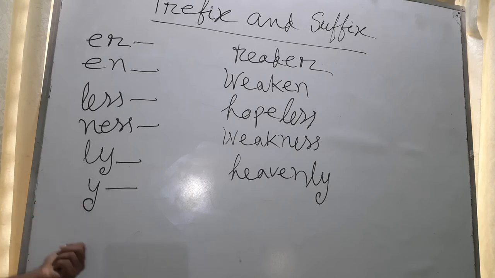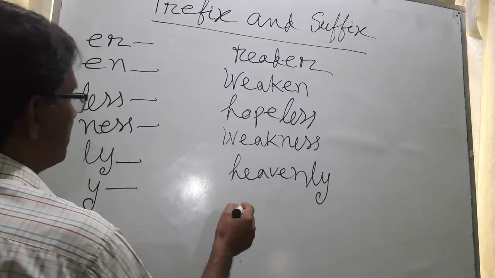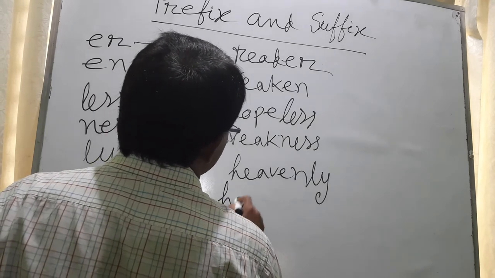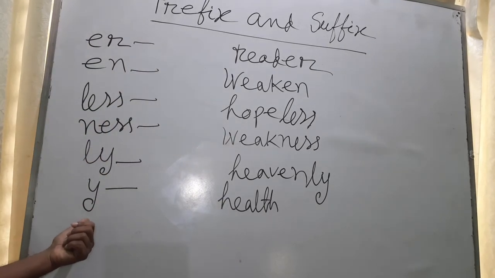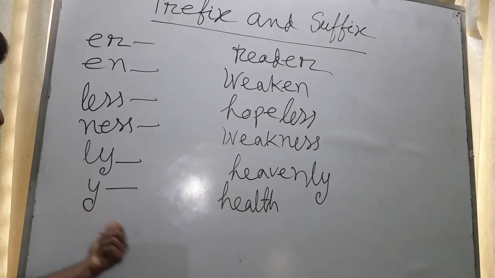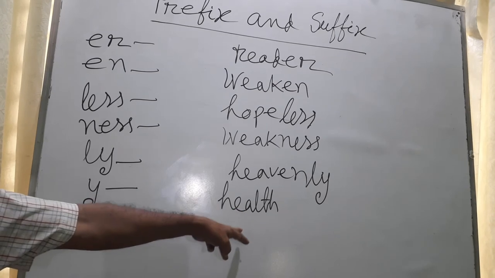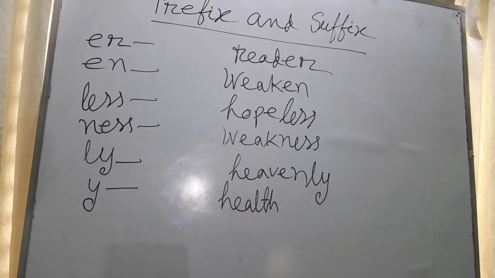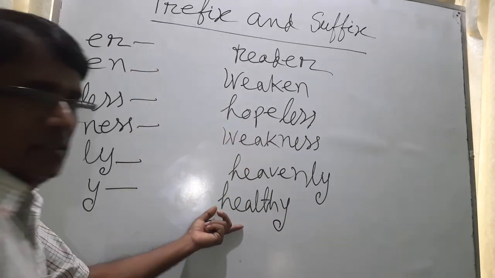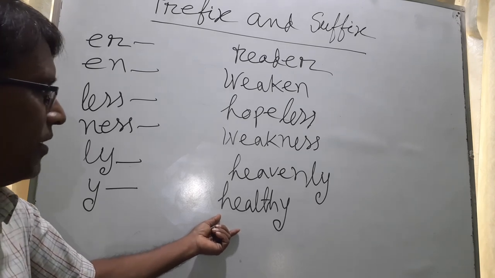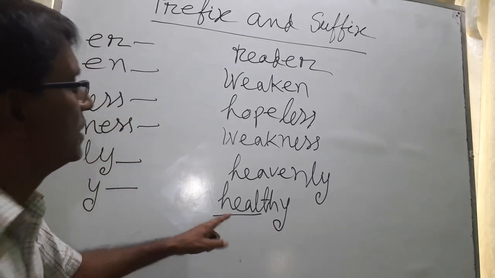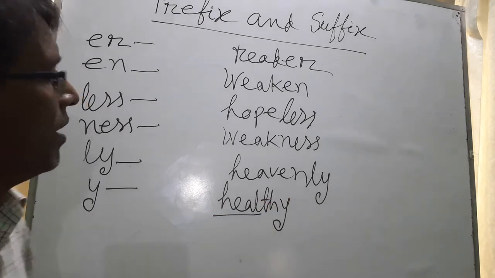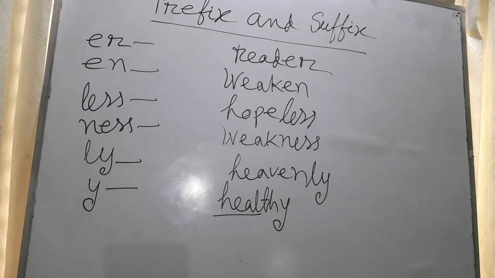And another suffix, only y. If the main word or base word is health, if we add the suffix y at the end of the base word health, then it will be healthy. Health in Bangla, shastho. Healthy means in Bangla shasthoban. Health is a noun and healthy is of course an adjective.